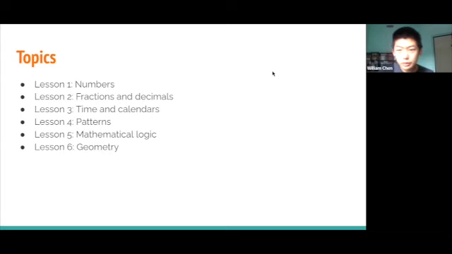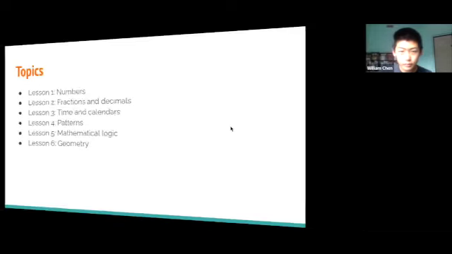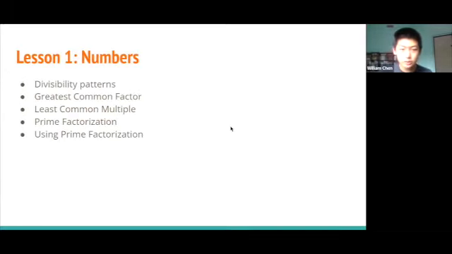In the Math Kangaroo preparation class, we will go over 6 topics. Topic 1 is numbers, 2 is fractions and decimals, 3 is time and calendars, 4 is patterns, 5 is mathematical logic, 6 is geometry. First lesson will be numbers. We will be learning about divisibility patterns, the greatest common factor, the least common multiple, prime factorization, and how to use prime factorization.